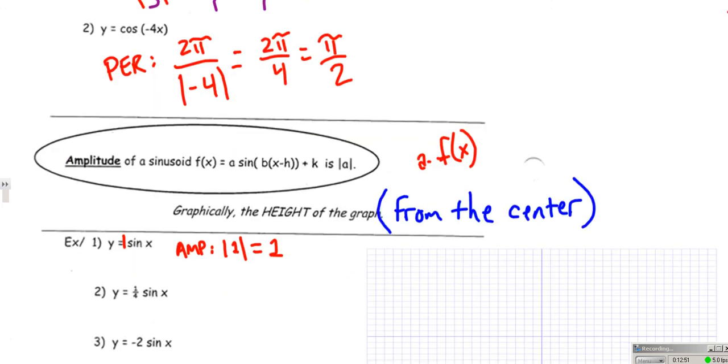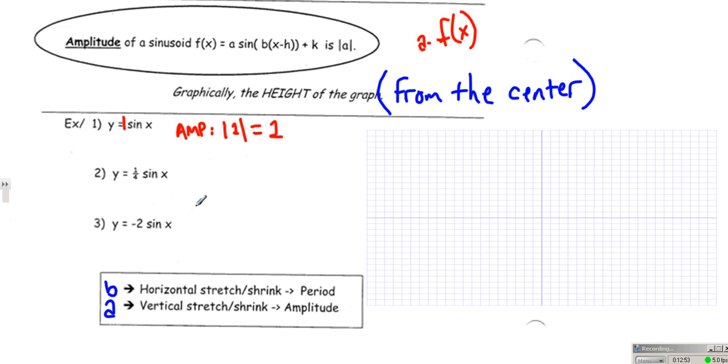All right. y equals 1/4 sine of x. To find the amplitude, we want to take the absolute value of that leading coefficient a. Since it's positive, it's just going to stay 1/4. So that would be a vertical shrink.